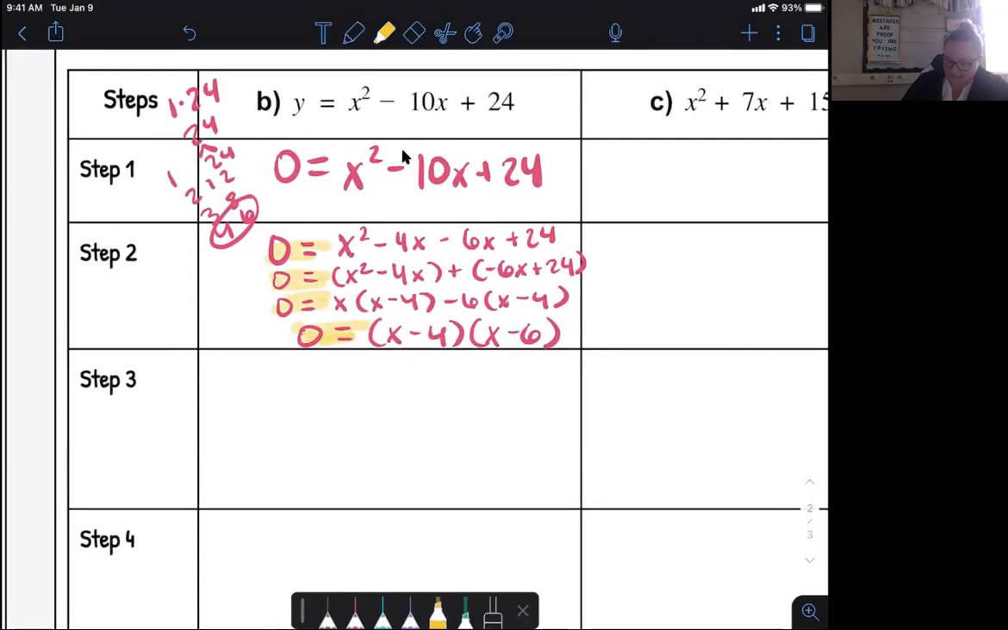All right, step 3. Step 3 is set each factor equal to 0. So one of our factors is x minus 4. Set that equal to 0. The other factor is x minus 6, set that equal to 0. Now go ahead and solve for x in both of these, and then write your final answer as x-intercepts and zeros. Press pause and then press play when you're ready to check your work.